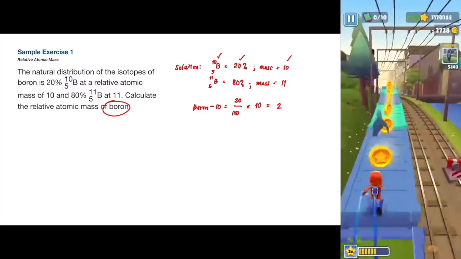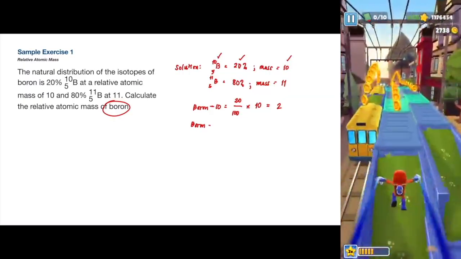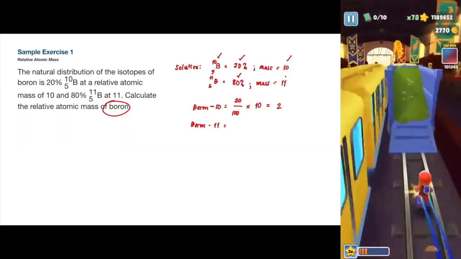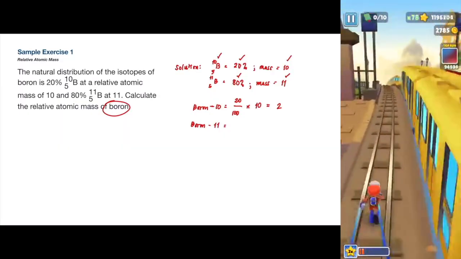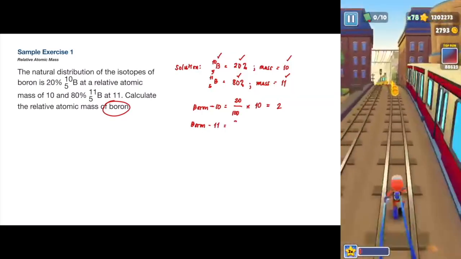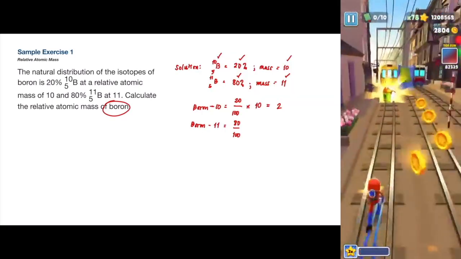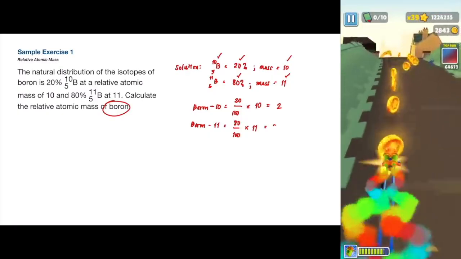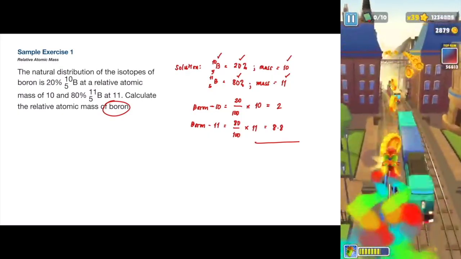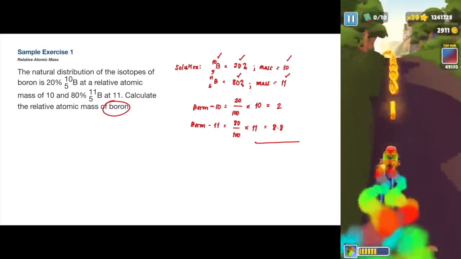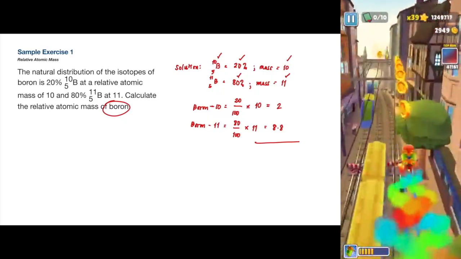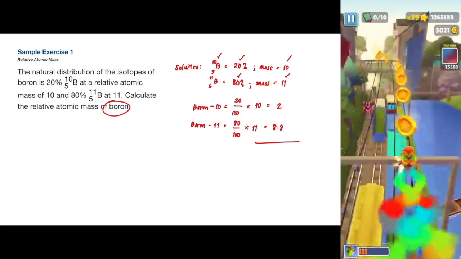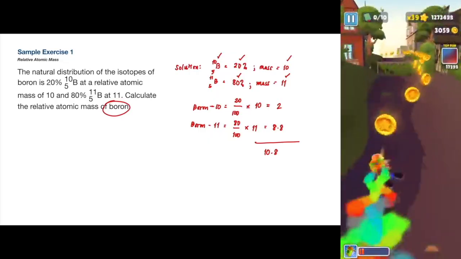On the other hand, the second isotope, boron-11, consists of 80% of an atom with a mass of 11. Therefore, the fraction form of 80% is 80 over 100 multiplied by its mass, which is 11. And the answer is 8.8. Now, to calculate the relative atomic mass of boron, simply add together the contributions from each of the isotopes. So 2 plus 8.8 is equal to 10.8.